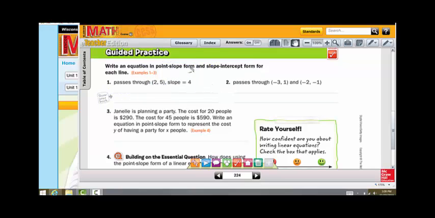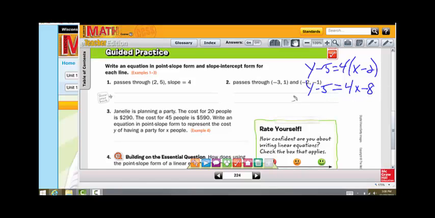So now let's take a look at turning the point-slope form, which remember was y minus 5 equals the slope of 4 times x minus our x value, which is 2. So we have this equation here. So the first thing we need to do is carry down our y minus 5 equals, and now we're going to distribute: 4 times x is 4x, and 4 times negative 2 is subtracting 8.